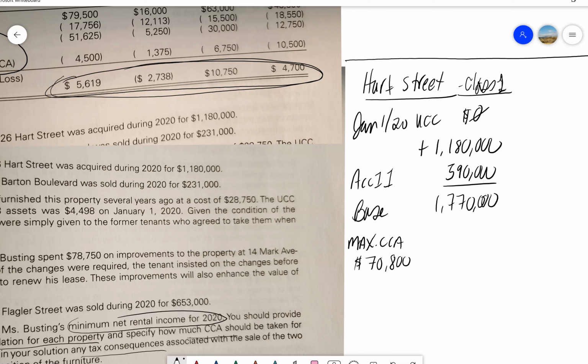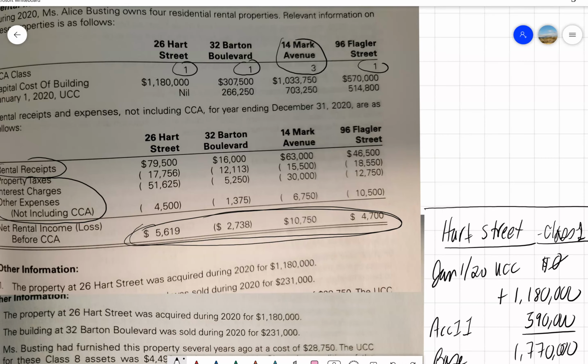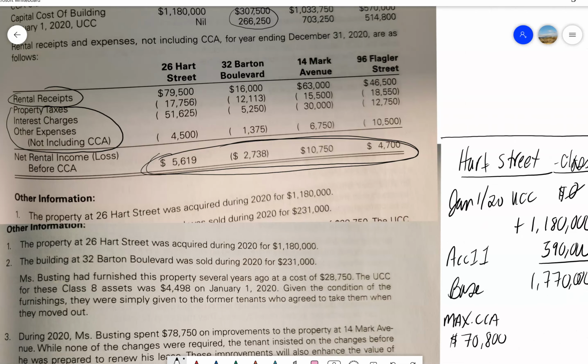Now, the next building is going to be Barton. And if we look at Barton Boulevard, we have the capital cost, $307,500, the UCC, $266,250. And this Barton Boulevard property was sold during 2020 for $231,000. Now, there was also some furnishings attached to this property, which was put into Class 8. And at the beginning of the year, the UCC balance was $4,498. These furnishings were bought several years ago for $28,750.